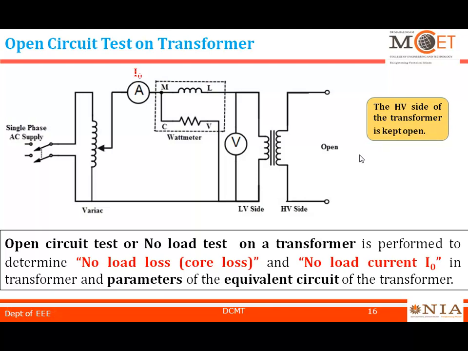So this is your I0. Load is not connected, we are not going to apply any load in this condition. We have to apply the rated voltage on the primary side. In that, we are going to measure the current I0, W0 and V0. These three, voltage, current and power, are the no load voltage, no load current and no load power. For this test, we have to apply the rated voltage.